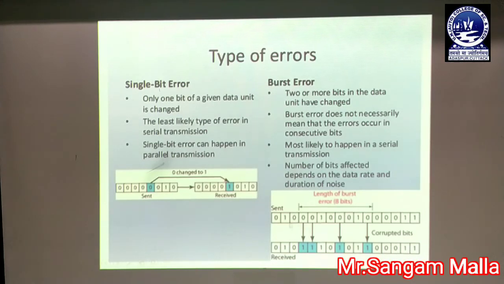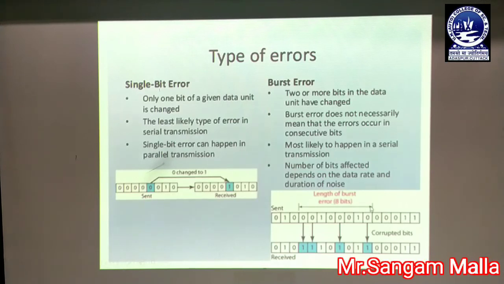So you can see the image over here. This is the sent and this is the received data sequence. Here a single 0 has been changed to 1. Whatever data sequence is on the sender side exactly matches the data received at the receiver side, but here only one bit has been changed, that is from 0 to 1.